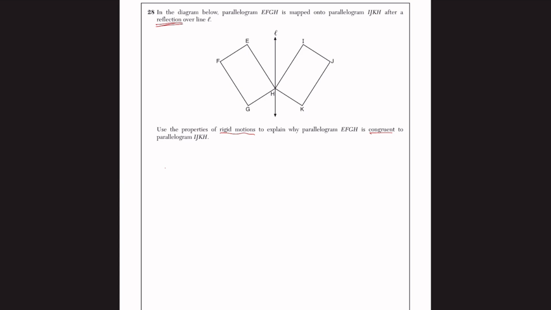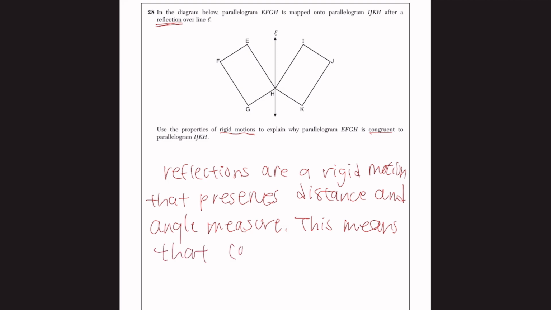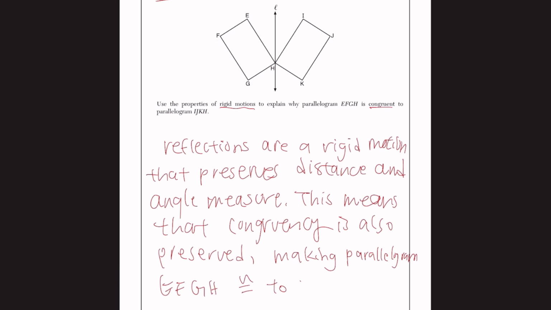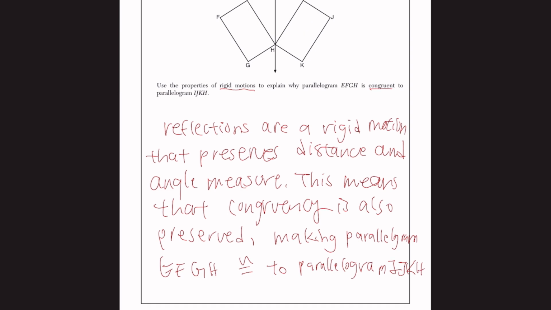So we can say that reflections are a rigid motion that preserves distance and angle measure. Right? That's just the meaning of what a rigid motion is. We have to relate that to congruency, right? So we just say that this means that congruency is also preserved. Something like that, but make sure you don't write outside of the box like me.